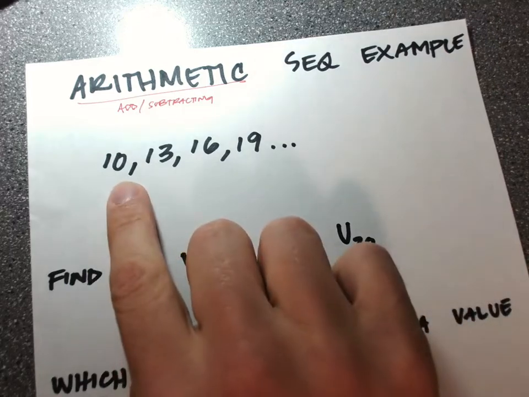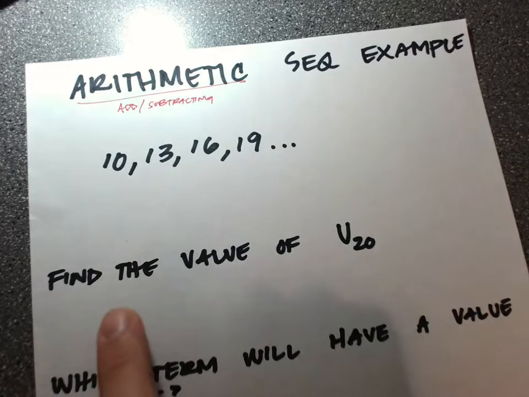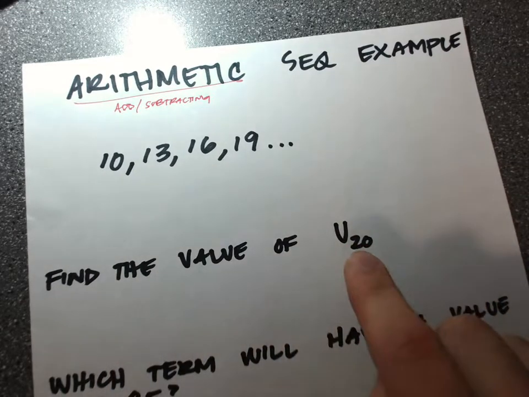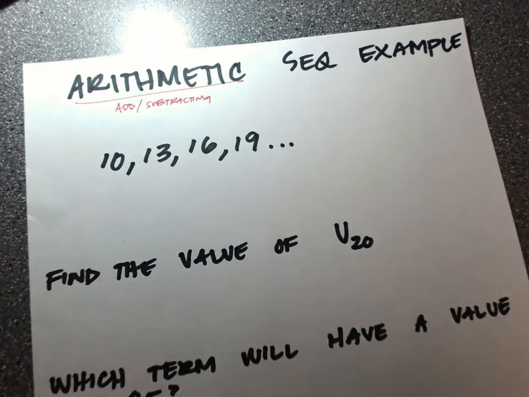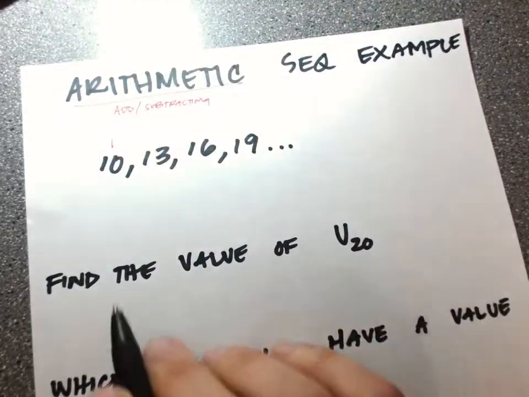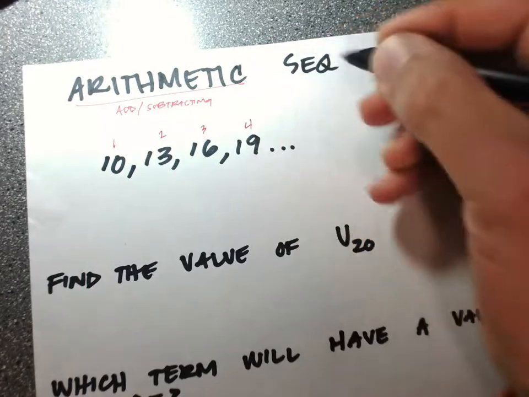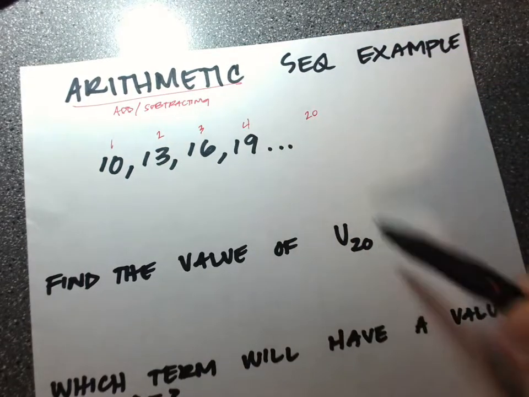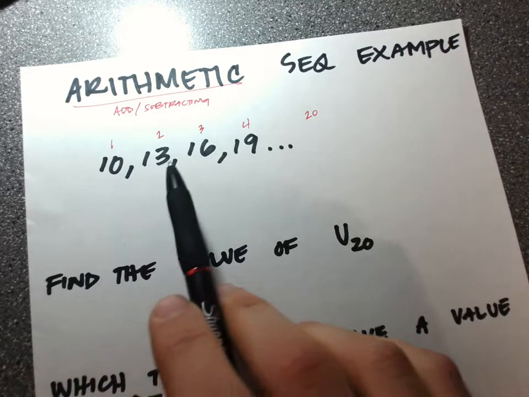All right, we're taking a look at arithmetic sequences. We've got a sequence that increases by 3, begins at 10, and we want to find the value of U20. The subscript 20 tells us where in the sequence we're trying to identify. The labeling is the first number, the second number, third number, fourth number. So this is telling us to find the 20th number if we extend this.